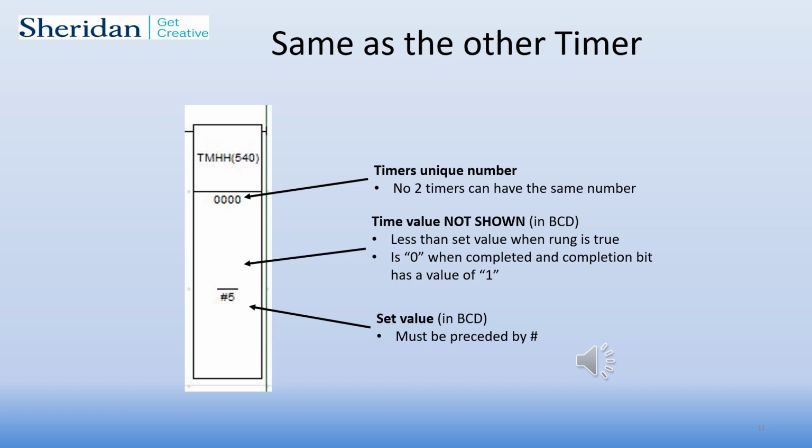The time value, not shown in this illustration, is less than the set value when the rung is true. As soon as the rung becomes true, it starts timing down from the set value, and it is very, very fast. When that time value reaches a value of 0, the timer is said to be complete. It is complete, it is done, and the completion bit now holds a value of 1. It changes from a 0 to a 1. And the set value here is in binary coded decimal and must be preceded with a hashtag.